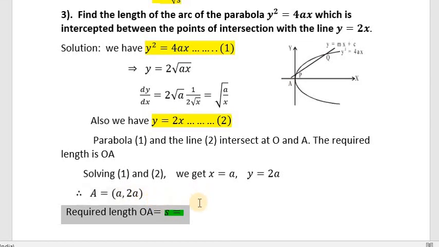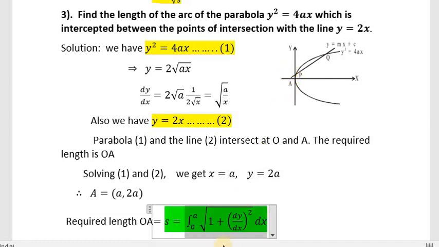Therefore A is equal to (a, 2a). Now let us find out the required length. OA is equal to, x is varying from 0 to a because the point of intersection is the origin. So 0 to a it is varying. Now the equation to find out the arc length is integral of square root of 1 plus (dy by dx) whole square into dx. Now let us substitute the dy by dx value in this equation and simplify.